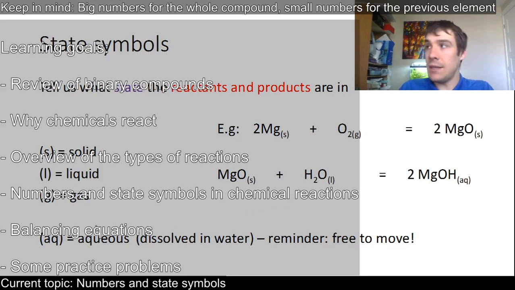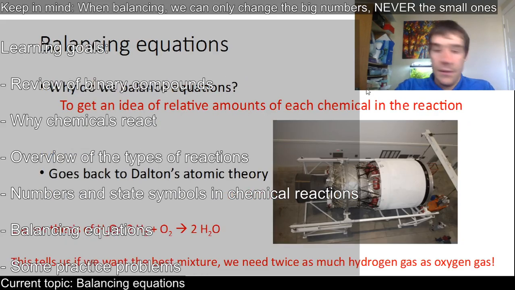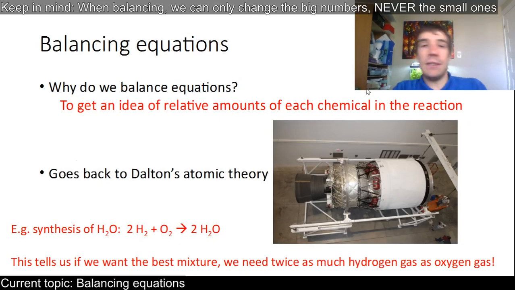We're going to be putting those. And now we're going to talk about balancing equations. So pause. Okay, why balance equations? Why do we do this thing called balancing equations? Well, it helps us understand the relative amounts of each chemical that we need to put into the reaction. And it goes all the way back to Dalton's atomic theory. So for example, here's the synthesis of H2O. 2 hydrogen plus oxygen becomes 2 waters.